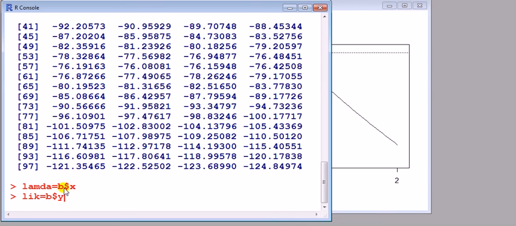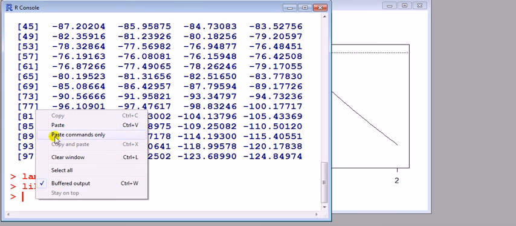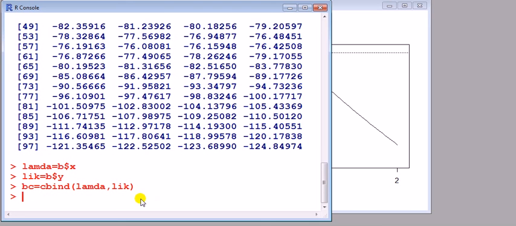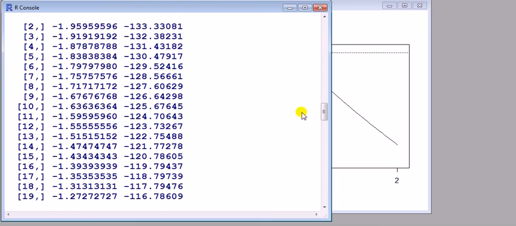So first I call lambda from beta, x in beta, call that lambda. The y we know is the likelihood, so call it lik. Then we'll use a combine command to combine these two. Call it BC. To know what BC is, let's type in BC. You can see they should be side by side. There you go. Side by side.